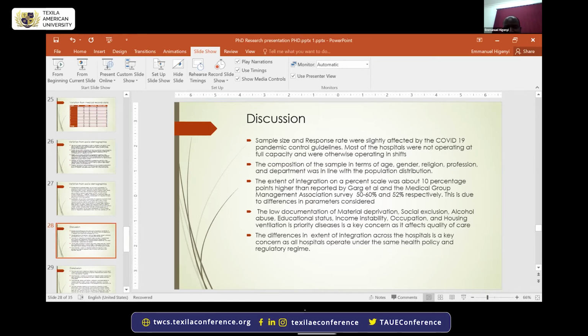And the low documentation definitely becomes an issue, especially in issues related to health literacy, education, and occupation, which are very key in disease management, but also for public health. And the difference in extent of integration across the hospitals is also of key concern, because we expect that these hospitals operate under the same policy umbrella and use the same guidelines.